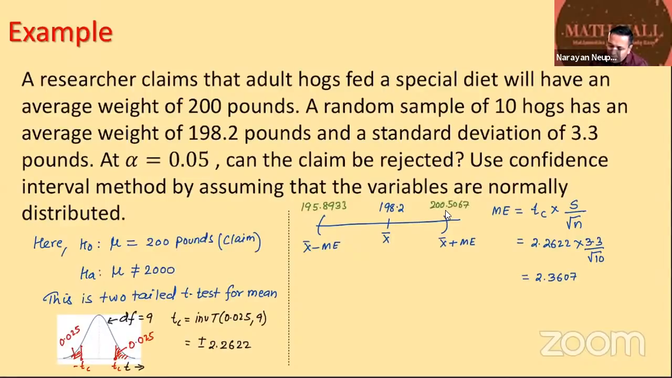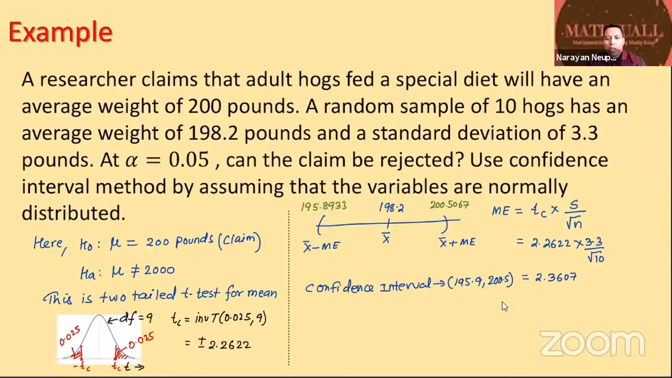That means the confidence interval that we are constructing is, if I just write up to one decimal place, 195.9 up to 200.5. That is the confidence interval. So in the third step, we found the confidence interval.